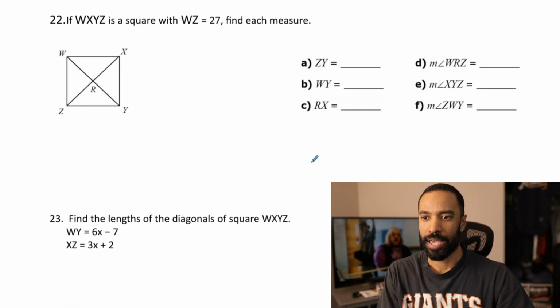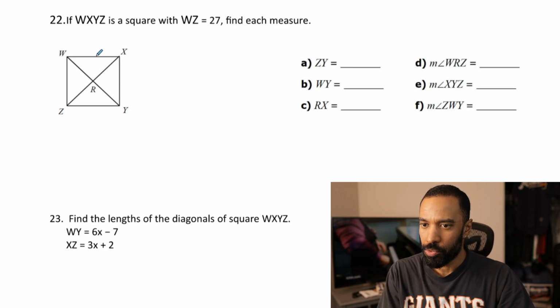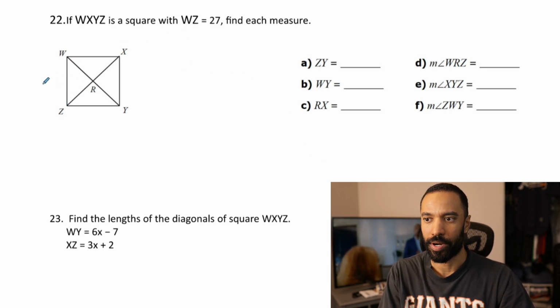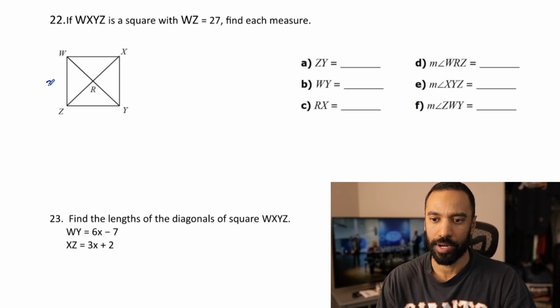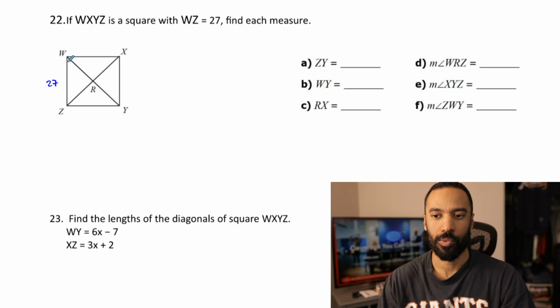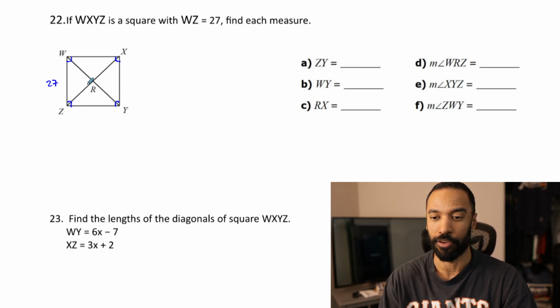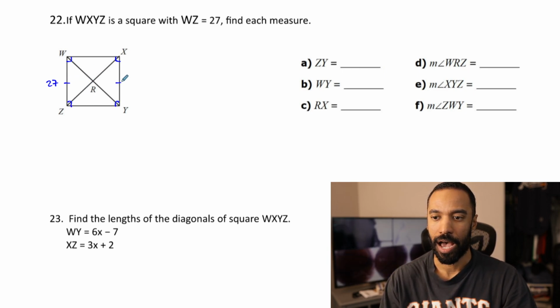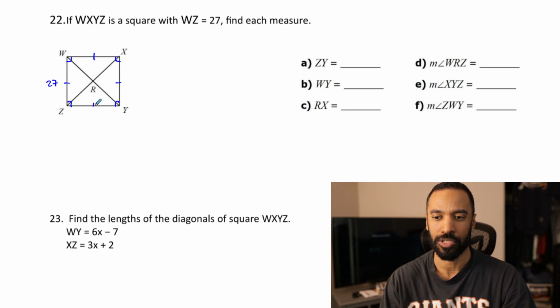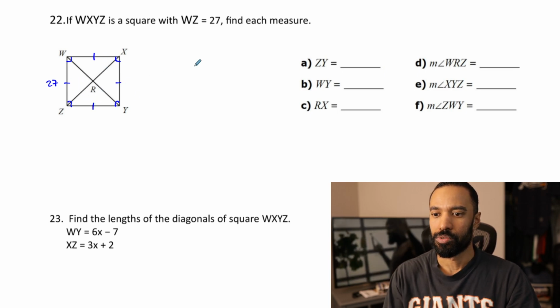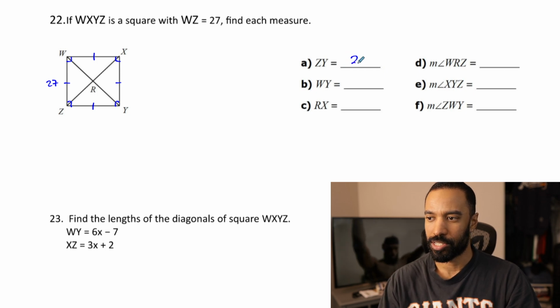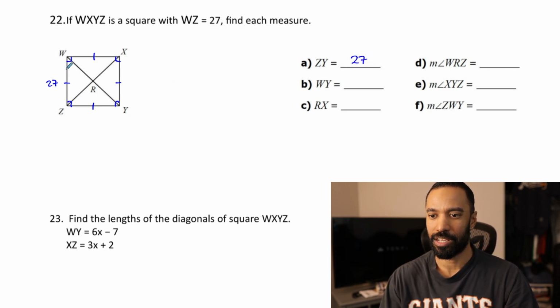If WXYZ is a square with WZ is 27, find each measure. So this is 27. This is a square. A square, by definition, has the right... There are a bunch of properties. Listen, I could fill this thing up and mark it everywhere. I'm just going to start by definition. Right angles, all sides congruent. So ZY, like a rhombus itself and a square, is 27.